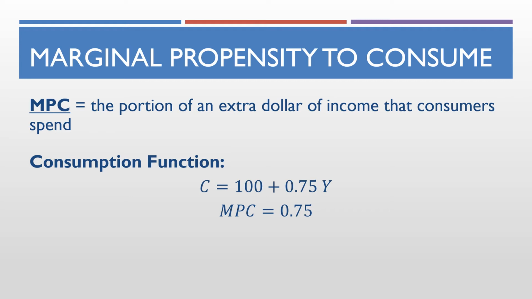So generally speaking, the marginal propensity to consume is basically the slope of the consumption function in our case. And to be honest, as long as the consumption function is a straight line in a linear form, the marginal propensity to consume will always equal the slope of the consumption function.